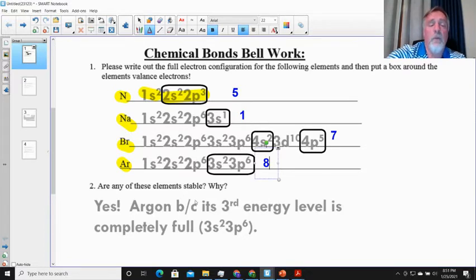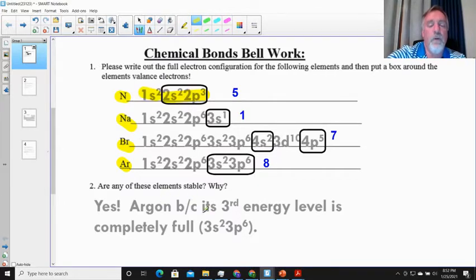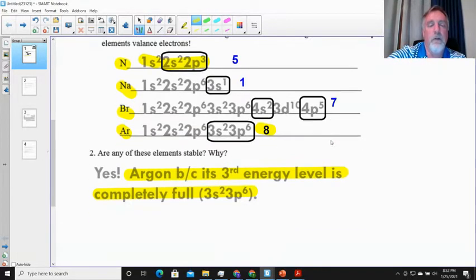Are these elements stable? Why? Yes, one of them is stable. Remember, we talked about how if it's stable, it's going to have 8 valence electrons. That's what we want. An element wants to be stable. Well, argon meets that. Its third energy level is completely full, 3s2, 3p6. It's got 8 valence electrons. None of the others have those 8 valence electrons.